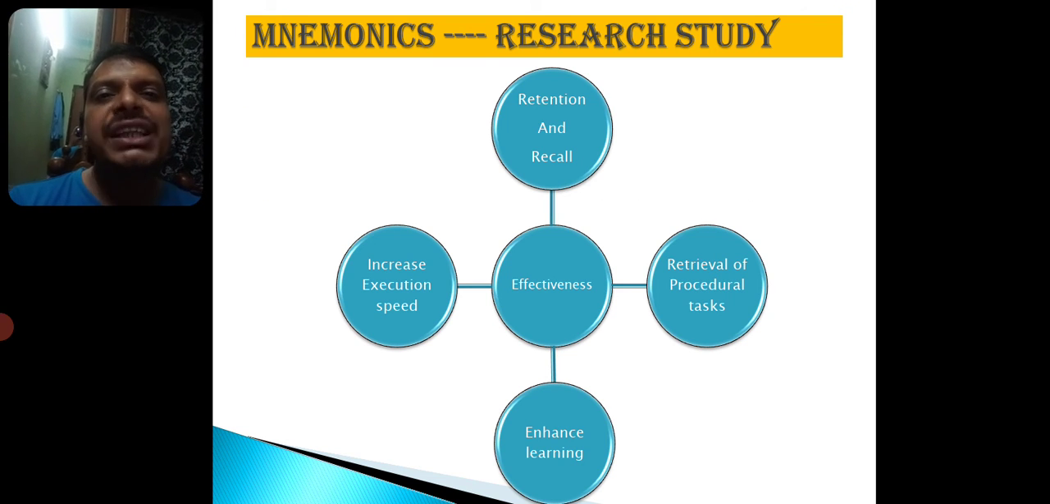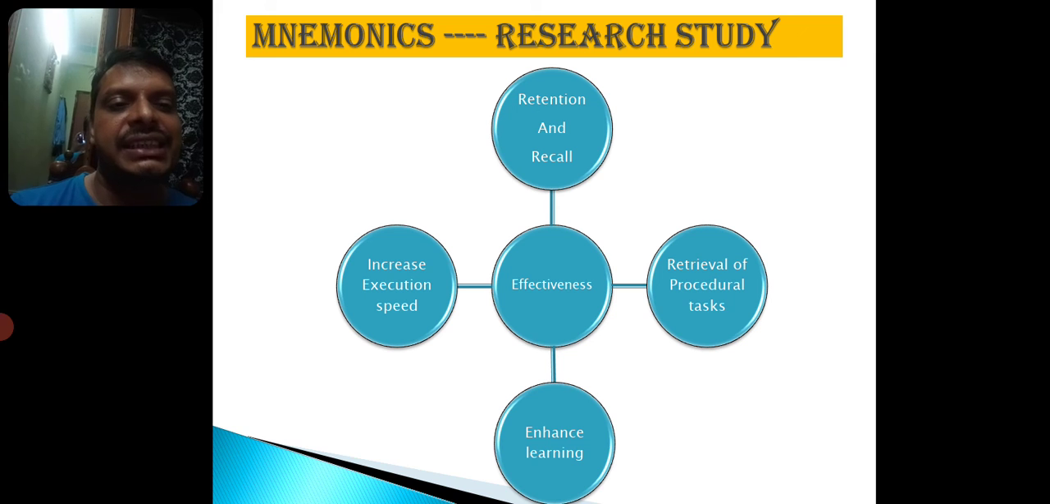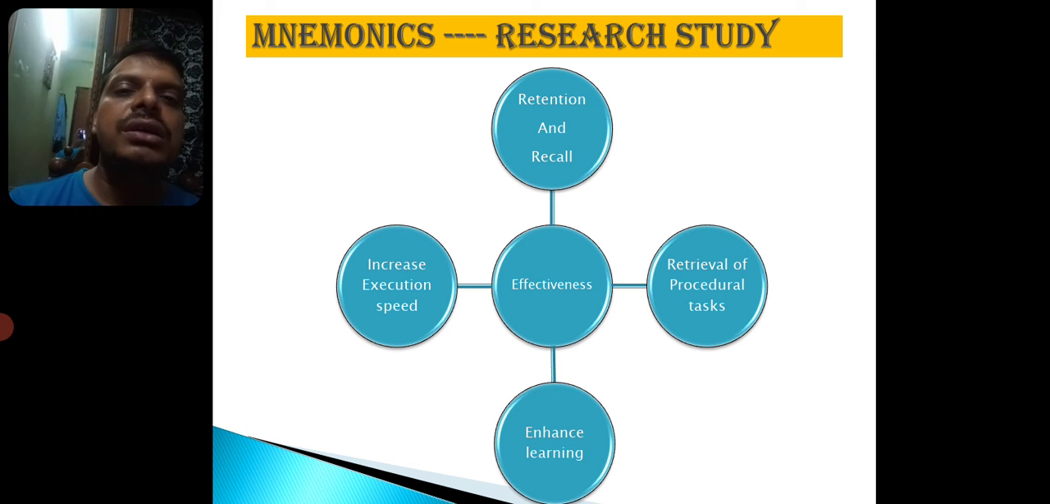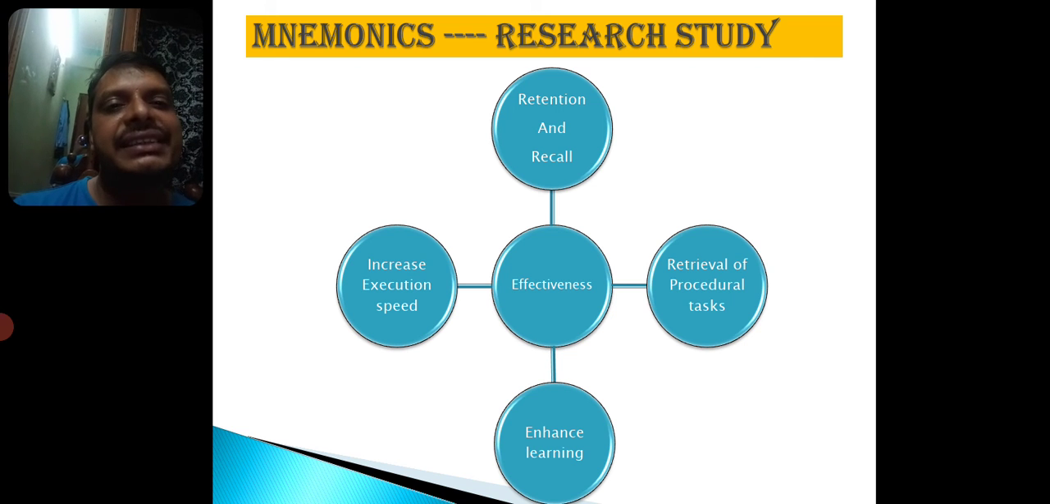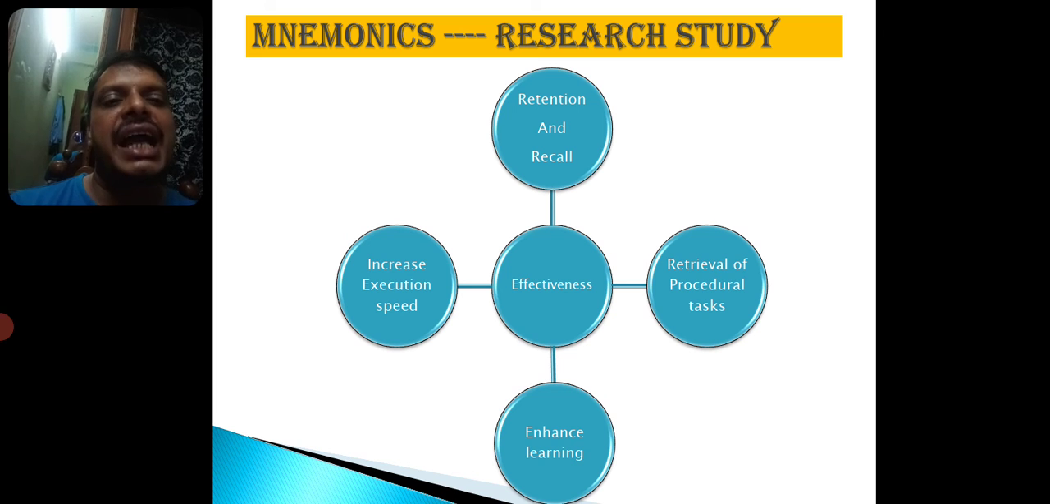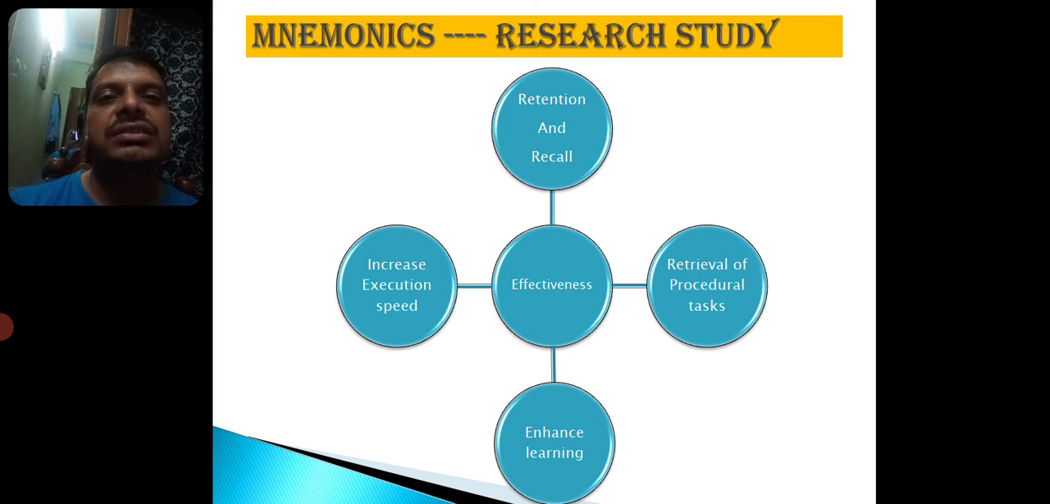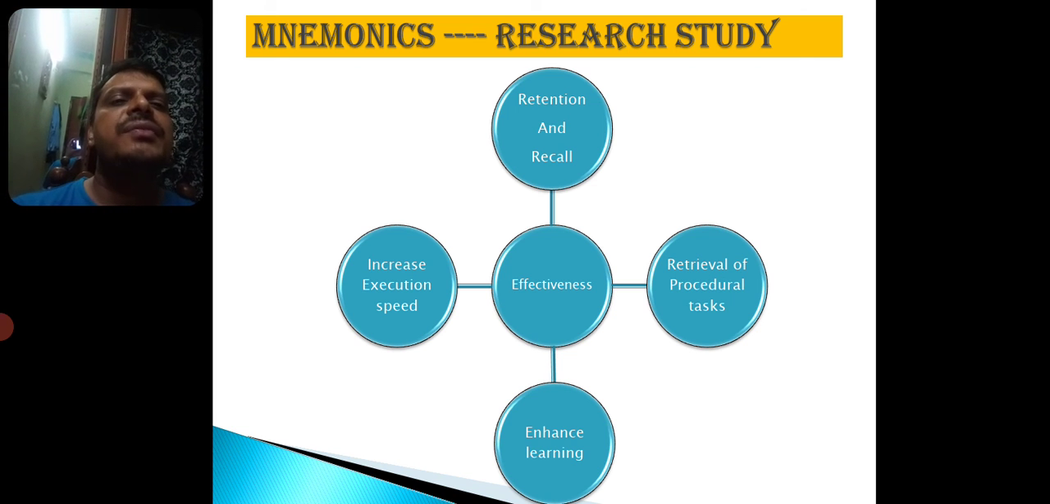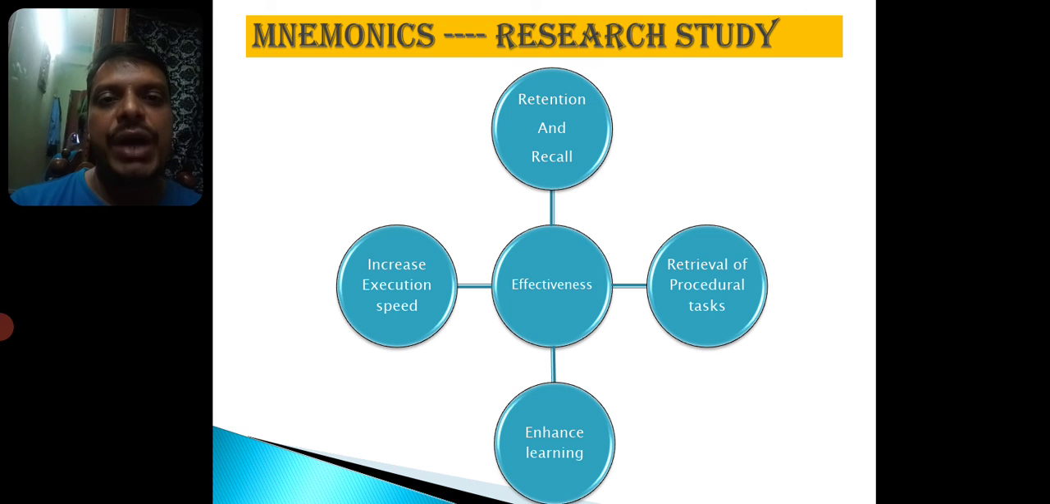Now you see what the studies or research say about the effectiveness of these mnemonics. According to most of the studies done in the world, mnemonics have a major effect in enhancing the learning capacity of children, and can also increase the execution speed of learning. And next, retention and recall will also be improved among the children, retention of the knowledge and recall of the knowledge which they have learned.